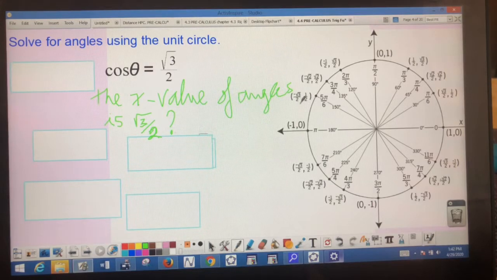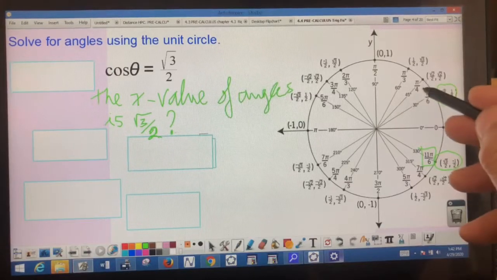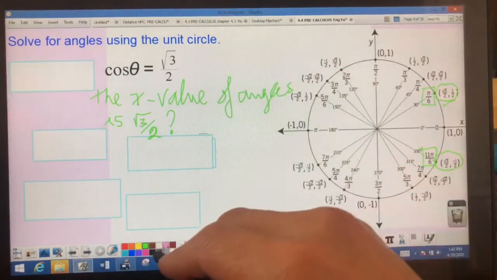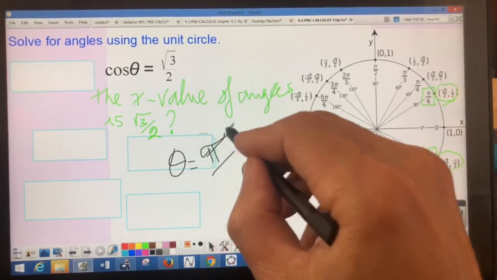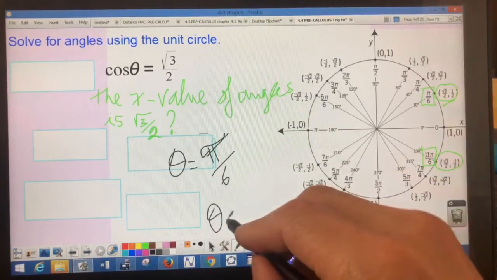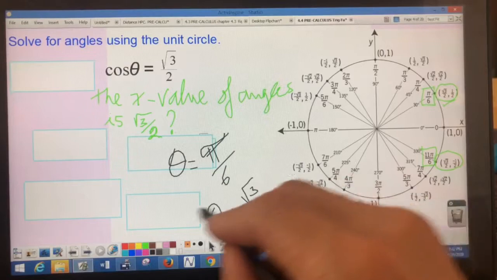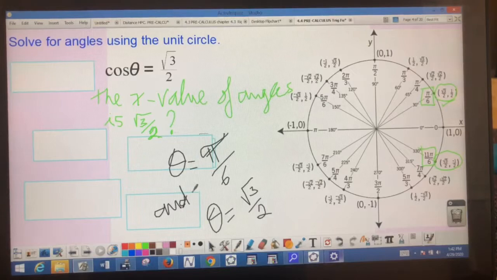That's not it. I don't want negative. So I see 1 here. All right, the x value is root 3 over 2, and I see 1 more there. So the x value is root 3 over 2. So I'll just name the angles for the answers. So the answer for your theta in this problem is your pi over 6. And also your theta is root 3 over 2. There are 2 of them, so you can say and. All right, there are 2 angles. You can't just say 1 angle.